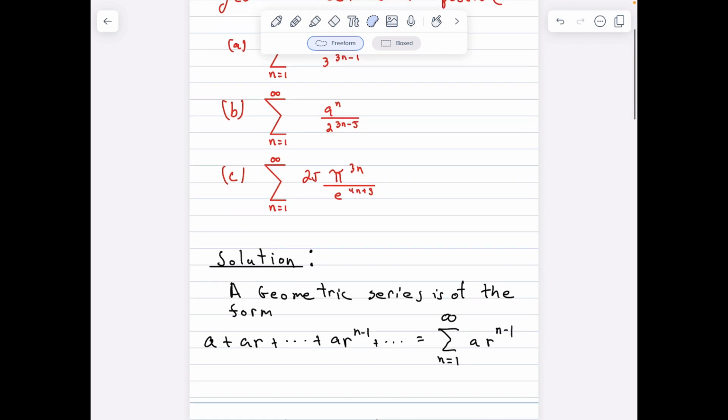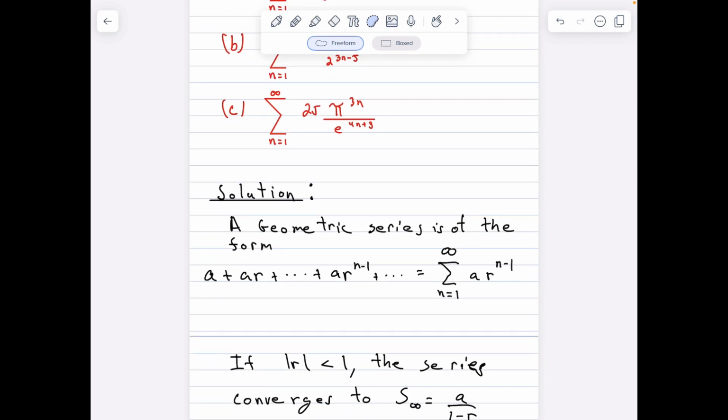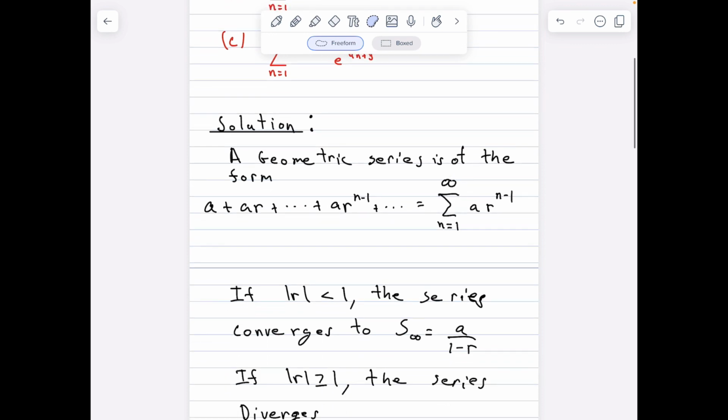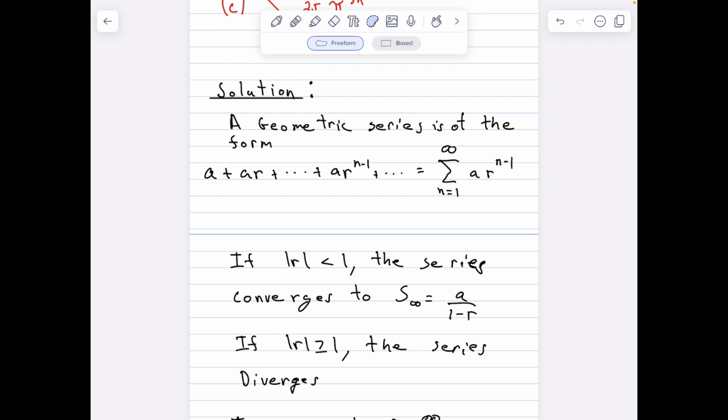So a geometric series has a form by definitions that you see in many calculus books as follows: a plus ar plus ar to the n minus 1 plus and so on, equals the series n equals 1 to infinity of ar to the n minus 1. So basically it's a number a that you multiply by this number r, which we call the common ratio, to get to the next term in the sequence, and the series is just the sum of those.